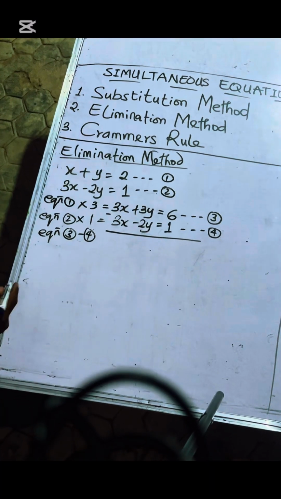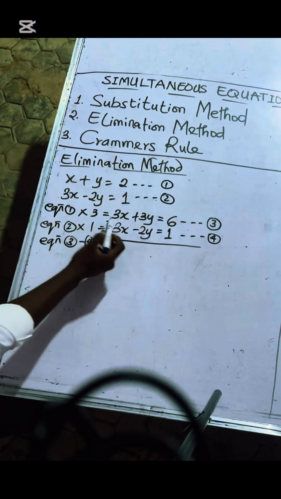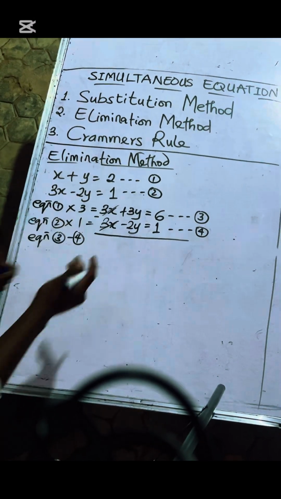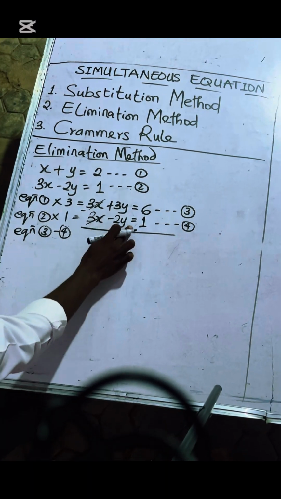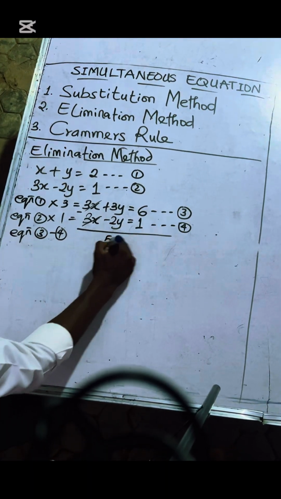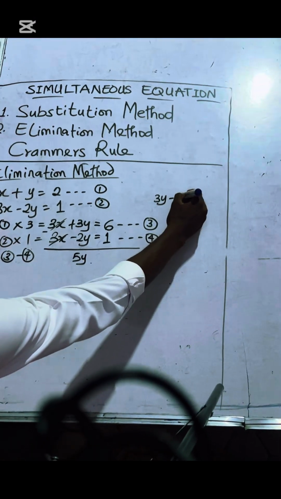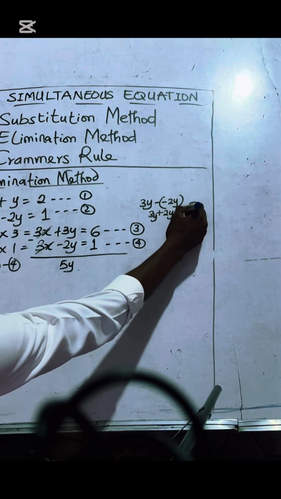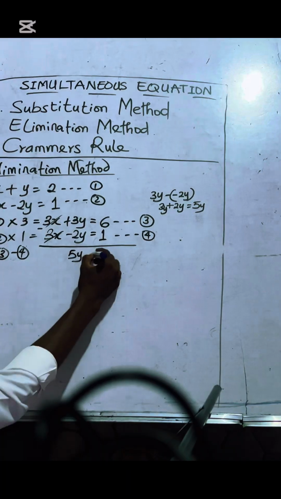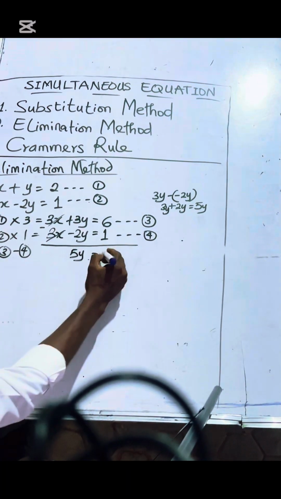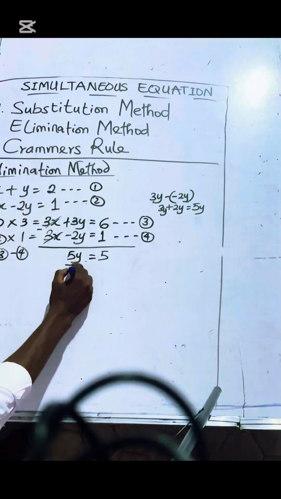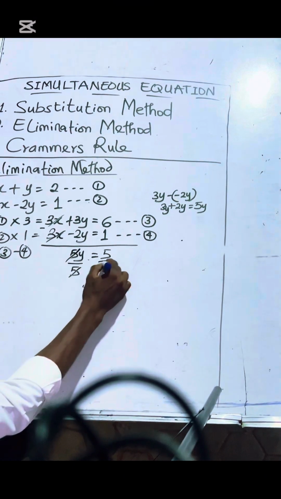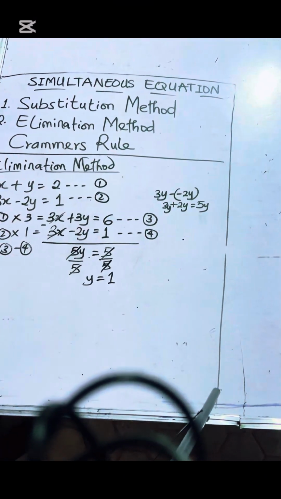I'm subtracting both. Now the aim of doing all of this is because my 3x minus my 3x is out. These two are out. Now this 3y minus 2y becomes 5y. 3y minus 2y, minus times minus plus, so 3y plus 2y is what? 5y. Let's continue. Now we have 6 minus 1, which is what? 5. Then we divide both sides by 5, and then my y becomes what? 1. When all of these divide each other, my y is 1.